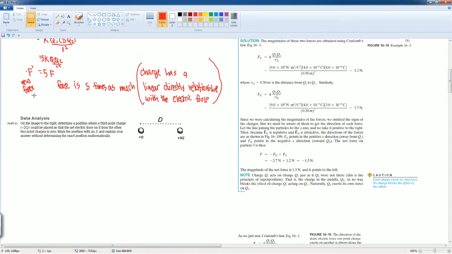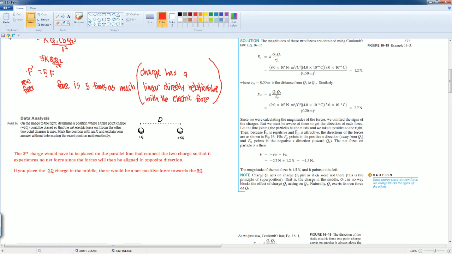All right. Now I'm going to show you the solution for this problem. The solution for this is as follows. The third charge would have to be placed on the parallel line that connects the two charges so that it experiences no net force, since the force will be aligned but in opposite directions. If you actually place that negative 2Q charge in the middle, there will still be a net force towards the 5Q. The reason why the negative 2Q will need to be near, or small r, next to the positive Q is because positive Q is weaker in magnitude than the 5Q.